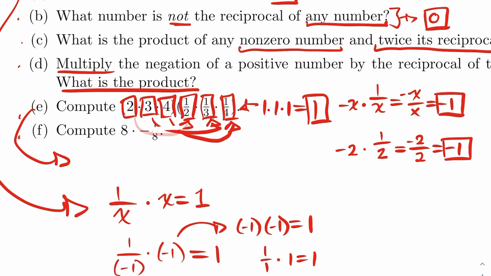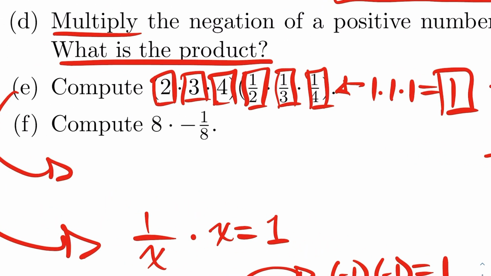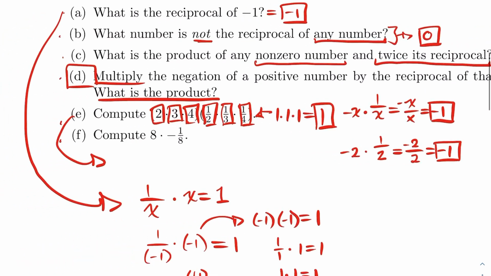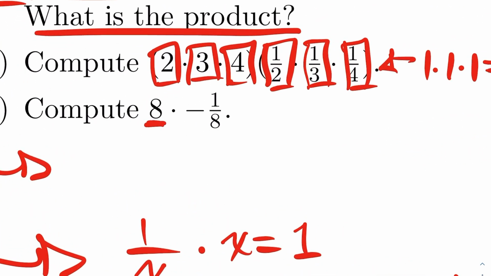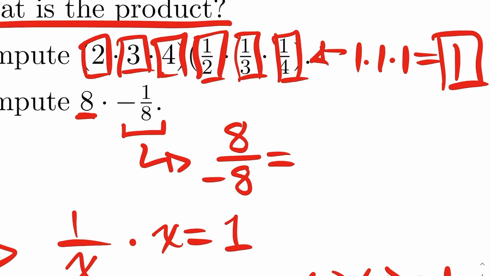Now let's do our last problem. Compute 8 times negative 1 over 8. This is extremely similar to problem D, where we multiplied the negation of a positive number by the reciprocal of that same positive number, but instead we have the positive number and the negative reciprocal. So we multiply 8 times 1 over 8, which is going to be 8 over negative 8, which is the same thing as negative 1.